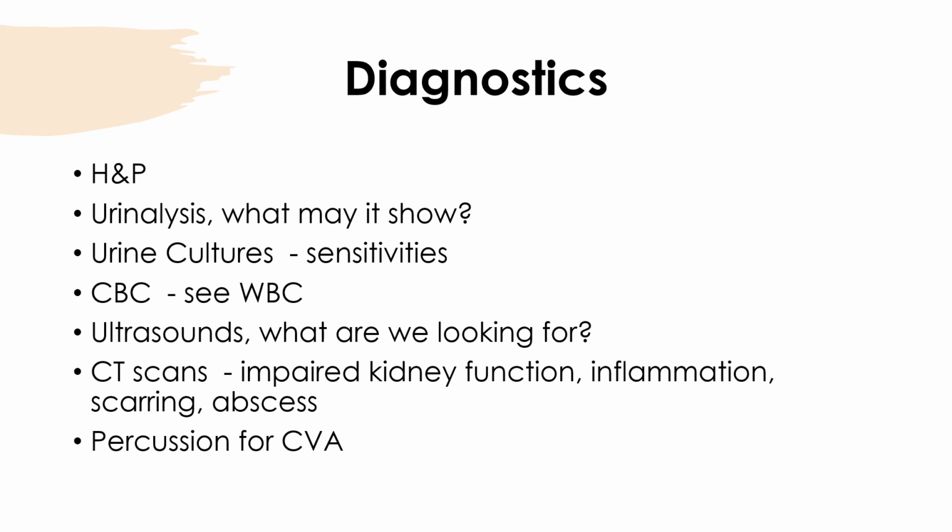So how do we diagnose this, okay? How do we diagnose pyelonephritis? By getting a good history and physical. We want to do a urinalysis, and what may the UA show? Yep, pyuria, white blood cells for sure, bacteria, and hematuria sometimes just because of the inflammation and infection.